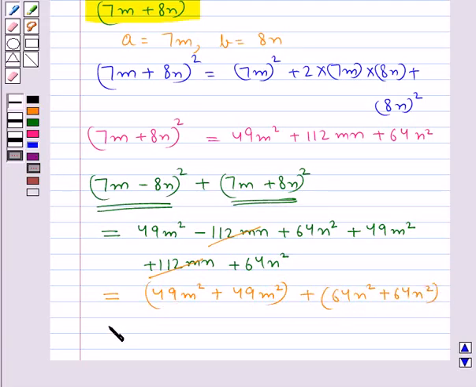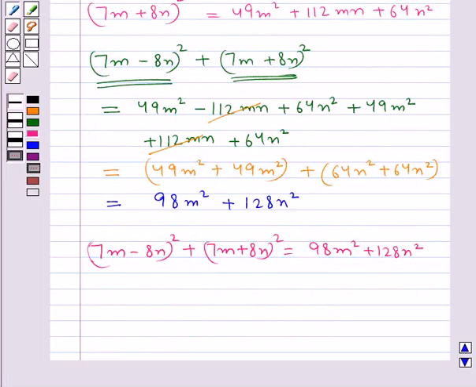And this becomes equal to 98m square plus 128n square. So finally the given expression is simplified to 98m square plus 128n square. So our final answer is 98m square plus 128n square.